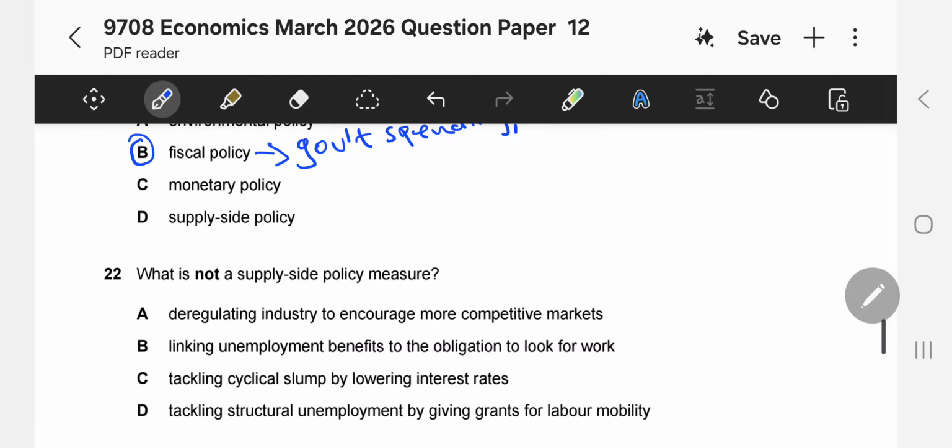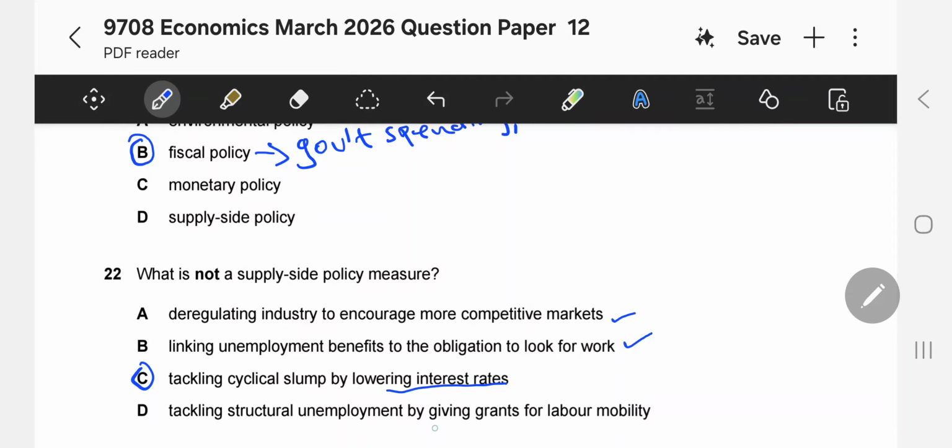What is not a supply side policy? Supply side policy is quite easy to understand. This one, deregulating industry to encourage more competitive markets. That is especially supply side. Linking unemployment benefits to obligation to look for work. That is supply side, because they're going to make people work. Tackling cyclical slump by lowering interest rates. That's a monetary policy. I think that's all. Tackling structure by giving grants for labor mobility.